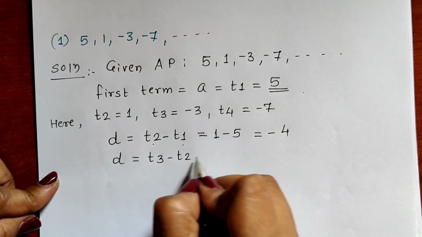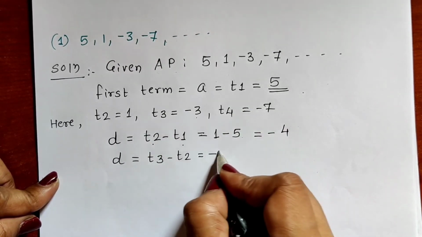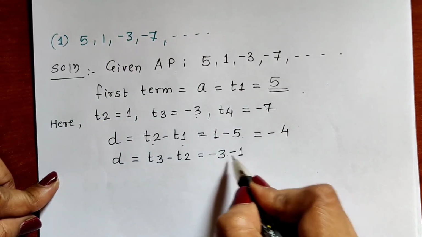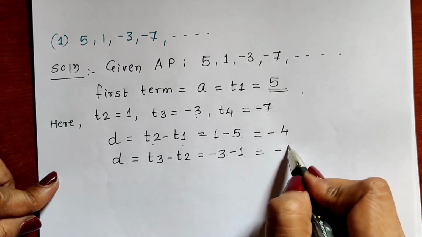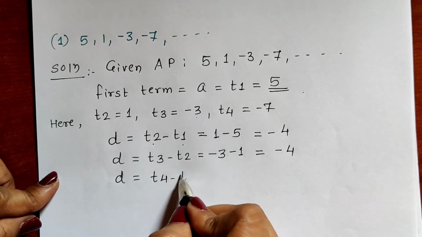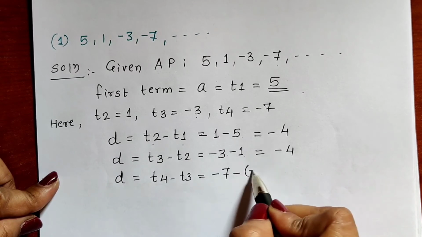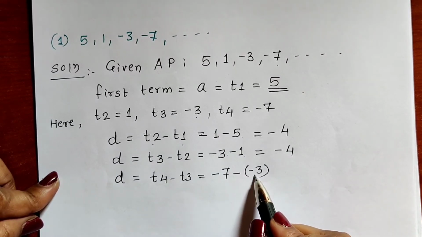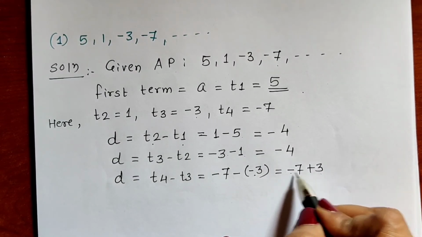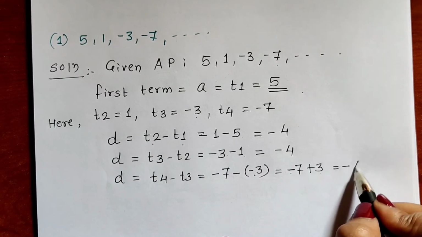Let us see if we get the same difference for the next two terms. T3 minus T2. T3 is minus 3. T2 is plus 1. That means minus 1. So minus 3 minus 1 is minus 4. Let us find out for the next two terms again. T4 minus T3. T4 is minus 7. T3 is minus 3, and we put this minus 3 in the bracket. So we get minus 7 plus 3. Minus plus will be minus, the sign of the bigger number. 7 minus 3, answer is 4.